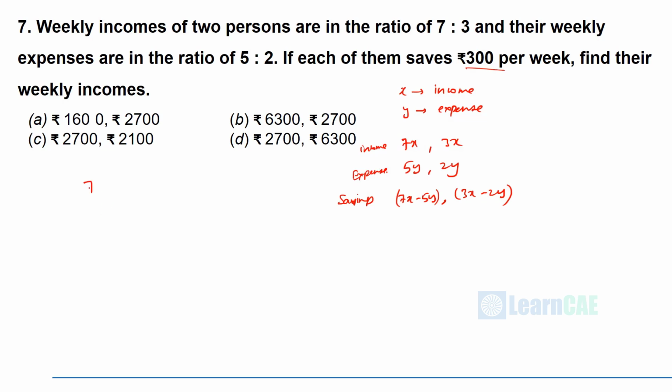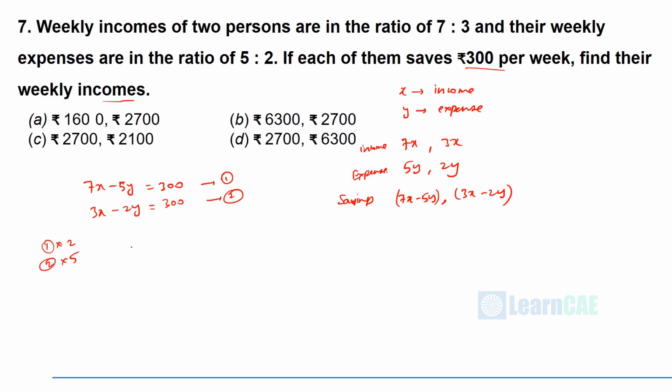That means 7x minus 5y is equal to 300 and 3x minus 2y is equal to 300. So based on these two equations we shall find out x and y. Actually they are asking their weekly incomes, that is x value. So let us not calculate y value, we shall directly calculate x value. So the first equation we can multiply by 2 and the second equation we can multiply by 5. So this is the first equation, this is the second equation, and then we can subtract them together.